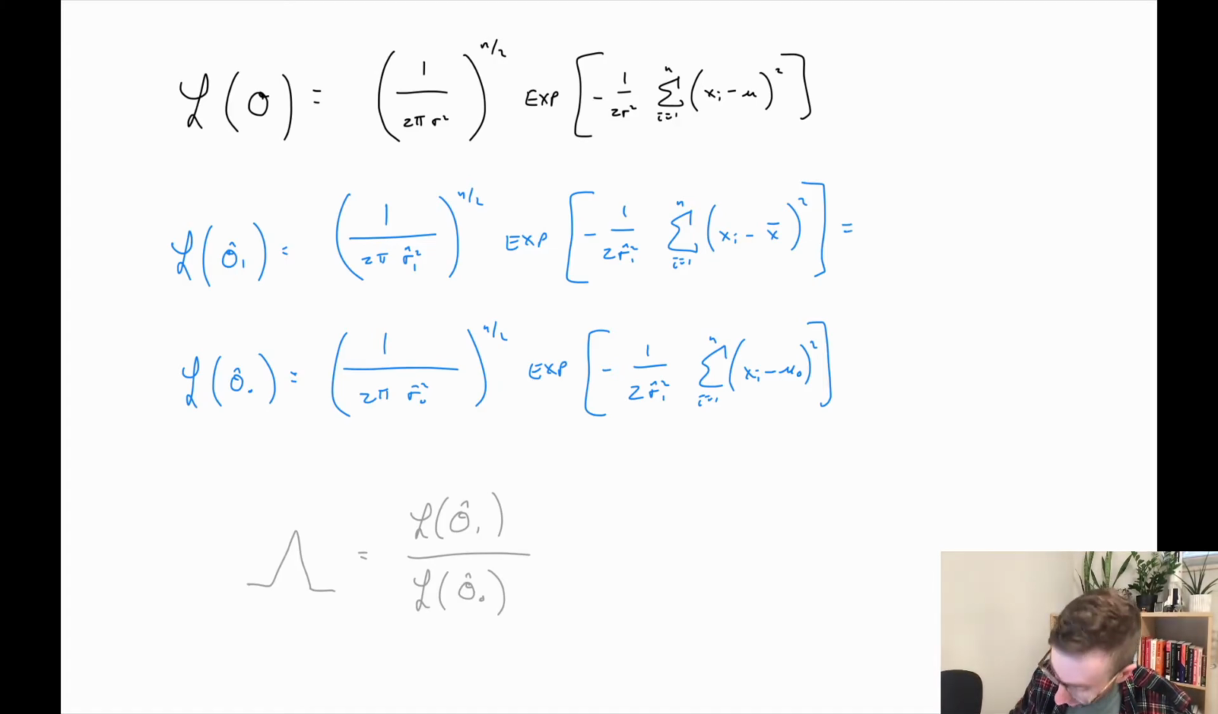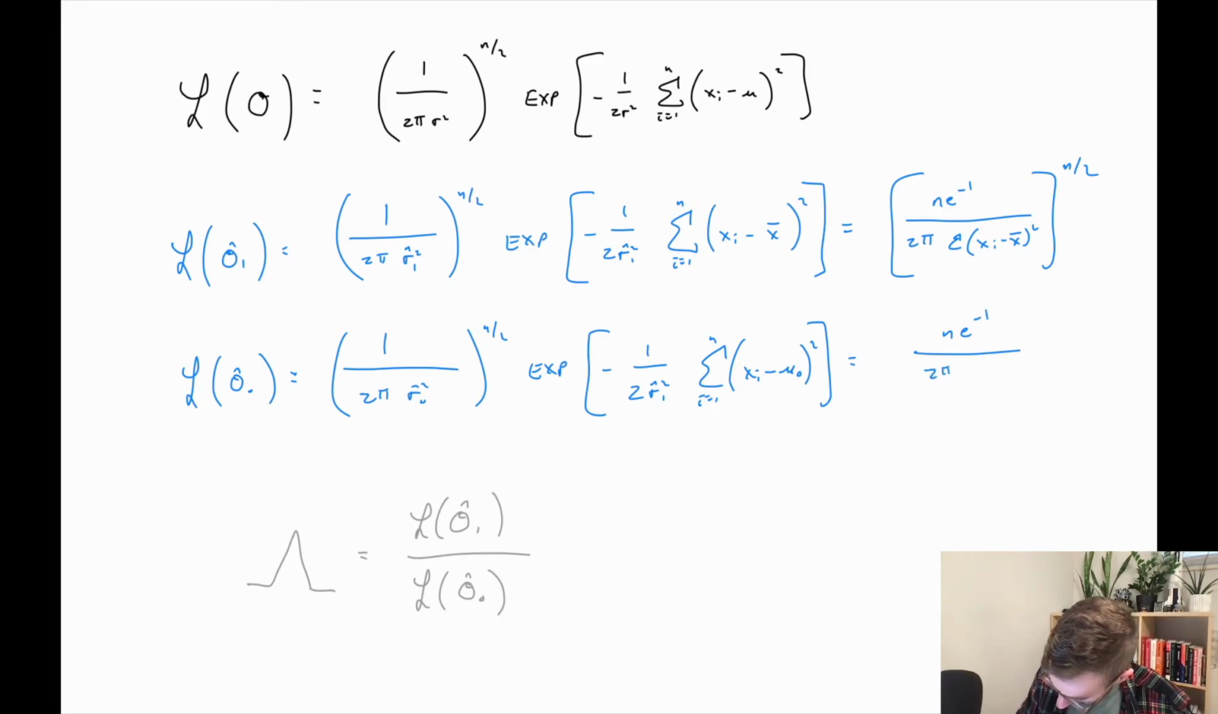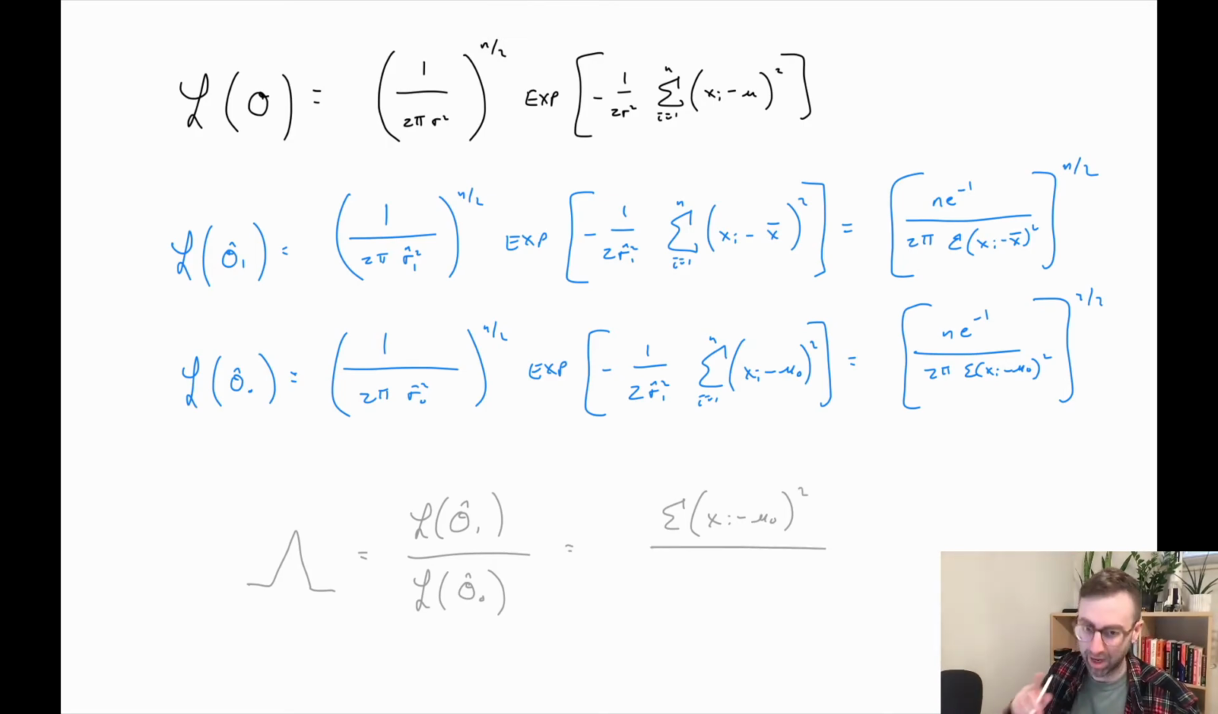So this works out to be n e to the minus 1 all over 2 pi, and then this usual sum of squares looking thing, and that all to the n over 2 power, I believe. And then similarly down here we have n e to the minus 1 all over 2 pi, and then a sum of squares looking thing like that, and over 2. Okay, so now dividing these two things becomes a whole lot easier, and we end up with something like this. I'm dropping the i equals 1 to n indices just because I'm being lazy, but we all know it's really there.